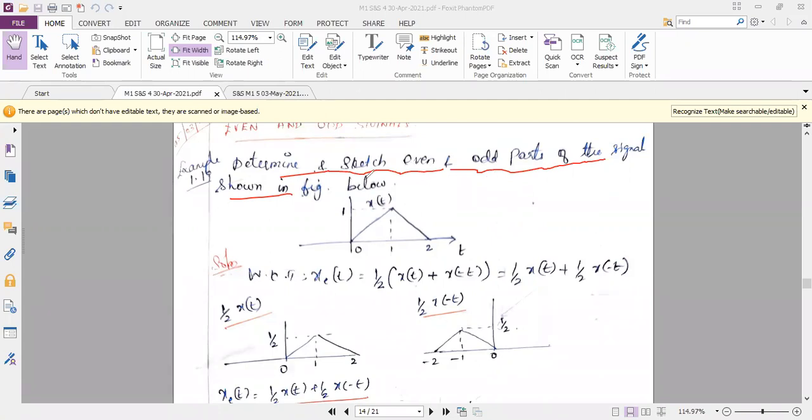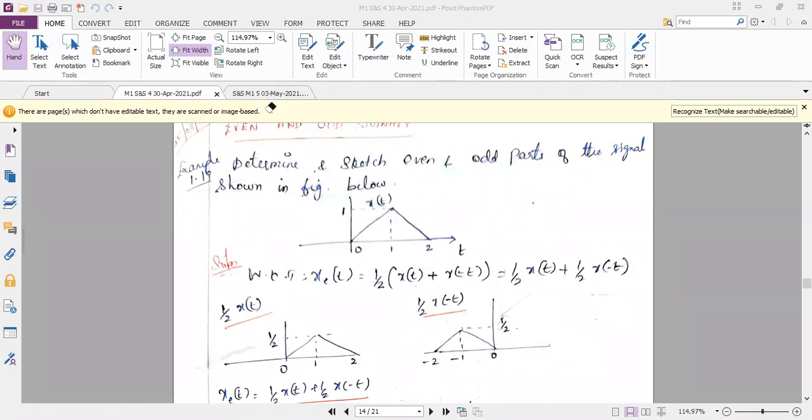So you have a diagram here. I'm just circling the diagram. You have a triangular signal at the time t equal to 0, 1 and 2. The amplitude is 1 at t equal to 1. So for this signal, we are going to draw the even and odd signals.